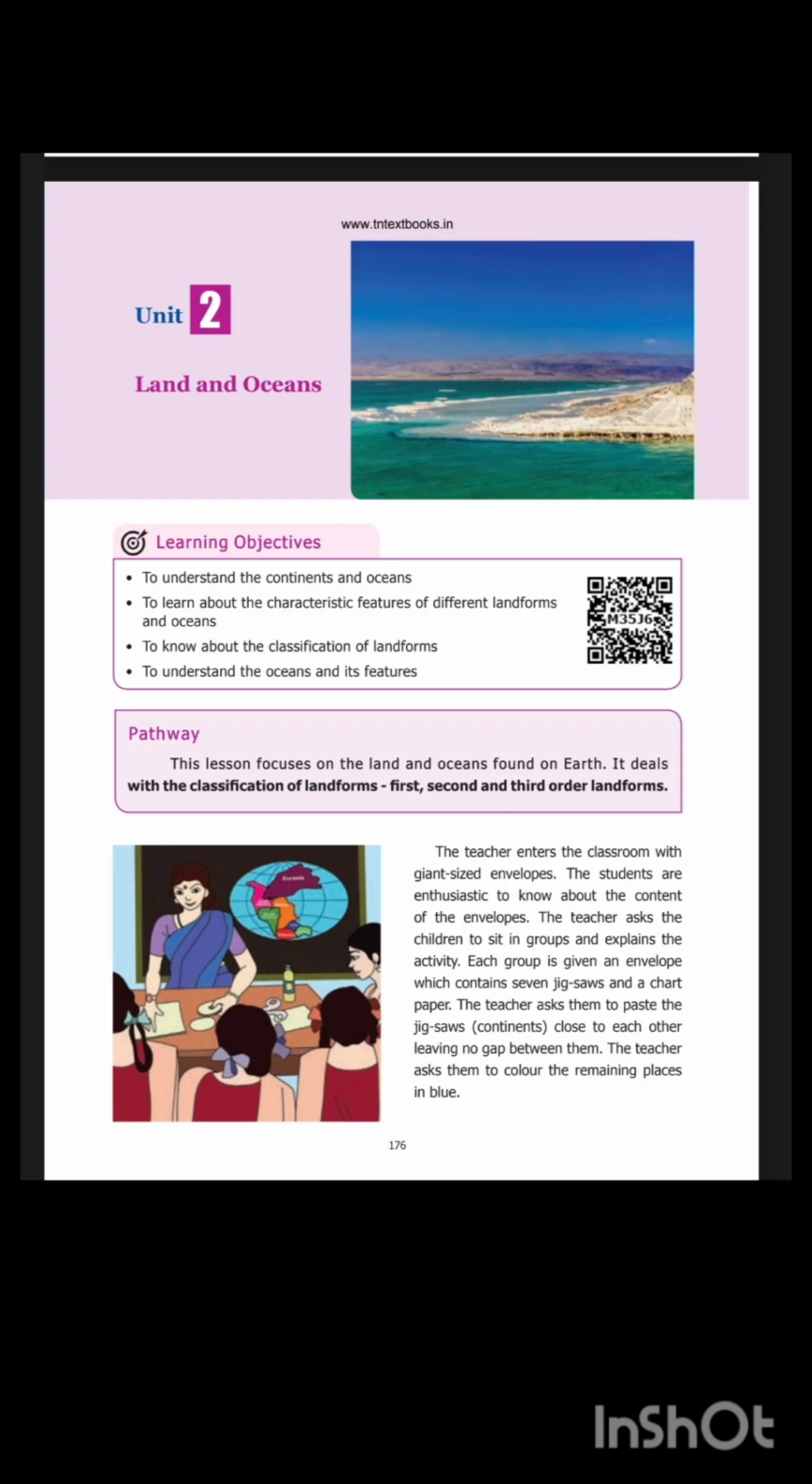Glossary. Island: a land surrounded by water on all sides. Bay: a broad inlet of the sea where the land curves inwards. Strait: a narrow stretch of water linking two large water bodies. Trench: the deepest part of the ocean. Peninsula: the land surrounded by water on three sides.